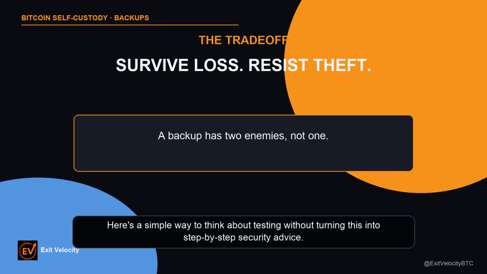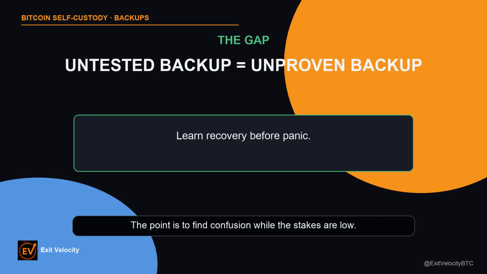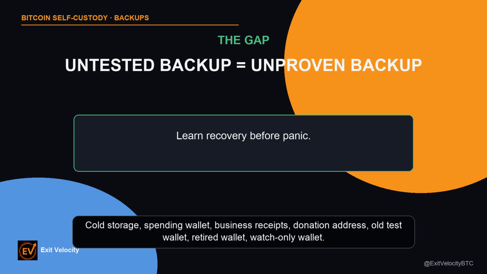Third, the recovery path. This is the part most people skip. They write something down. They feel responsible. Then they never test whether they can actually recover. Testing does not mean doing reckless things with your full stack. It means learning the recovery flow before panic. It means understanding what screen asks for what. It means knowing whether the words were written in the correct order. It means knowing whether a passphrase exists. It means knowing whether the wallet expects a seed phrase, a wallet file, or something else. The worst time to learn recovery is after a phone is gone, a laptop is dead, or a family member is trying to help.